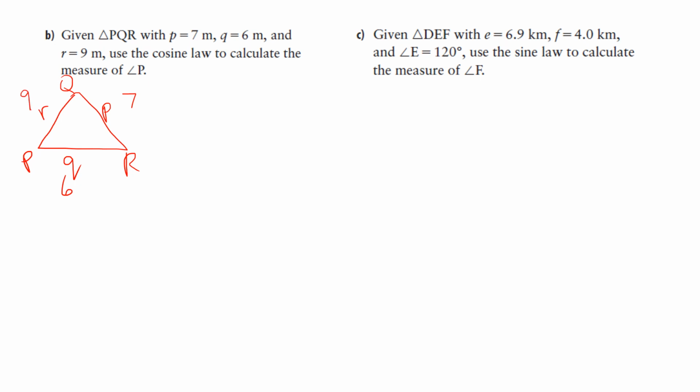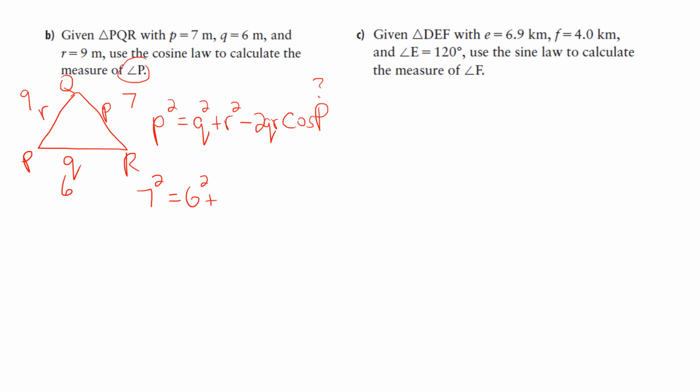And so we talked about our formula before being a squared equals b squared, etc. But because we're trying to find angle P, and we've got P, Q, and R, I know it needs to be cos P because that's the angle I'm looking for. And that means my formula has to be P squared equals. And then I just put Q and R in for the other letters. So Q squared plus R squared, take away 2 times Q times R times cos P. And then you're going to fill in your values.